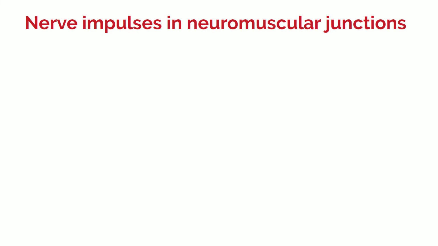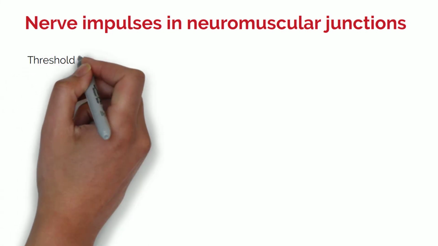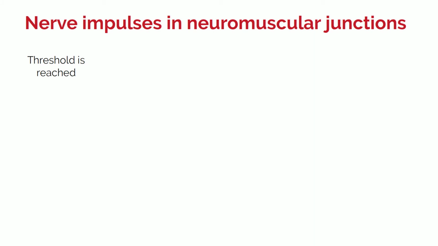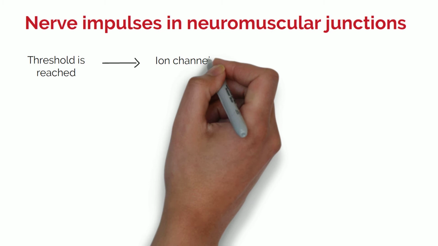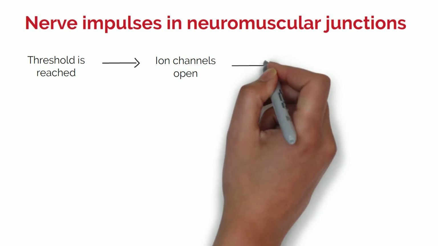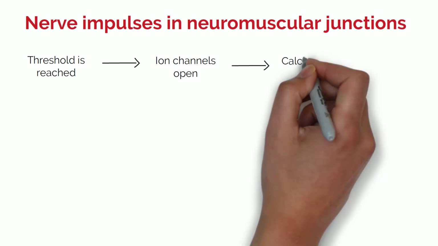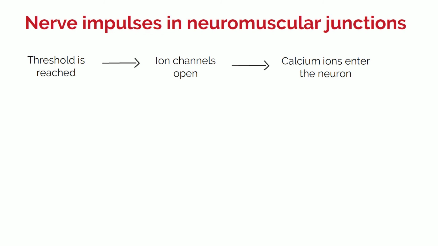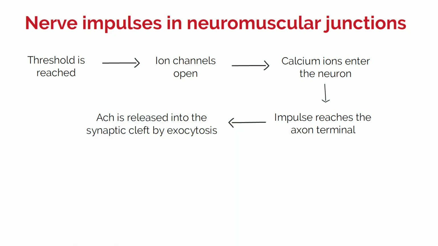Like we mentioned in a previous video, for an impulse to be passed on through neurons, the threshold for the action potential must be met, thereby inducing ion channels to open and calcium ions to enter the neuron. The impulse then travels through the axon until it reaches the axon terminal, and then the neurotransmitter ACH is released into the synaptic cleft by exocytosis.